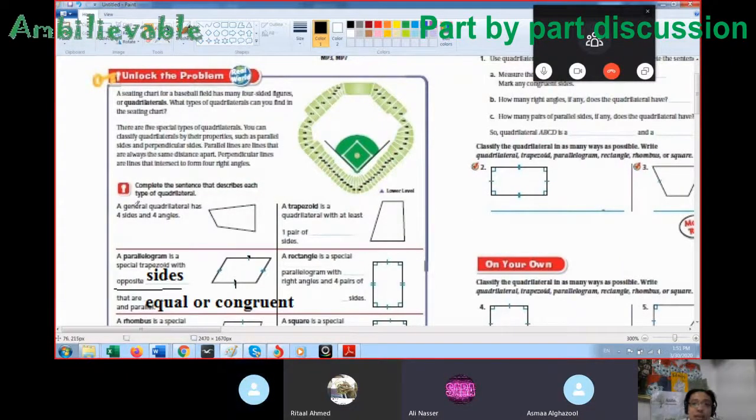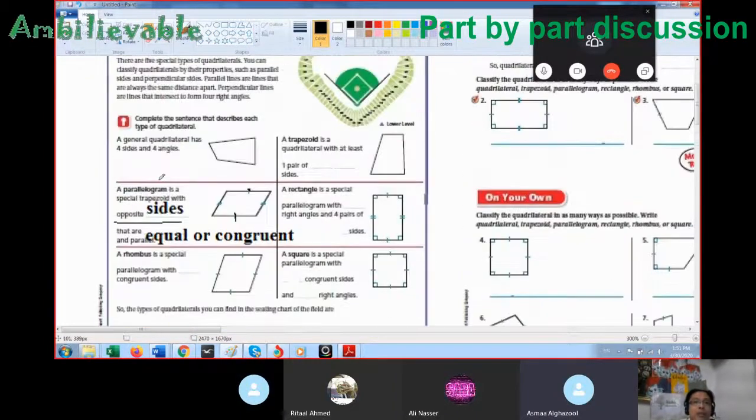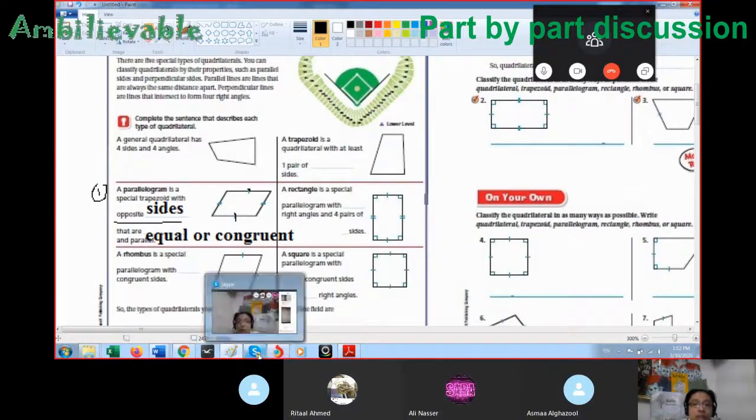We don't have a trapezoid is a quadrilateral. Wait. This is the first one. Okay, well, let's do this one. A trapezoid is a quadrilateral with at least one pair of parallel sides. One pair of parallel sides, okay?